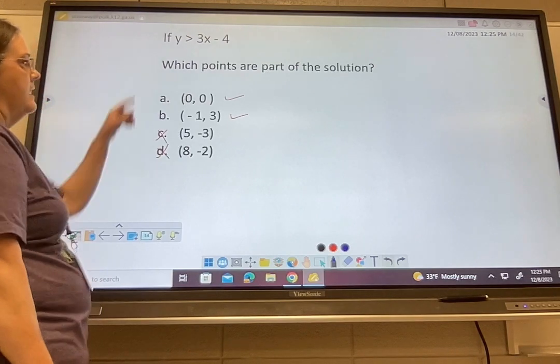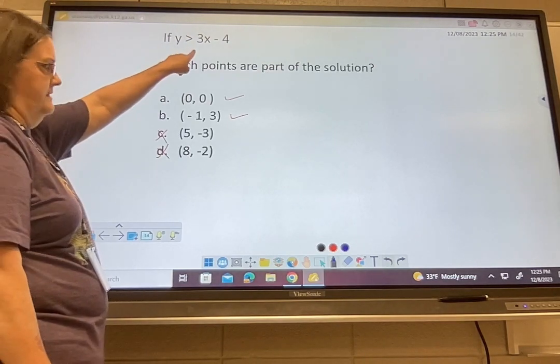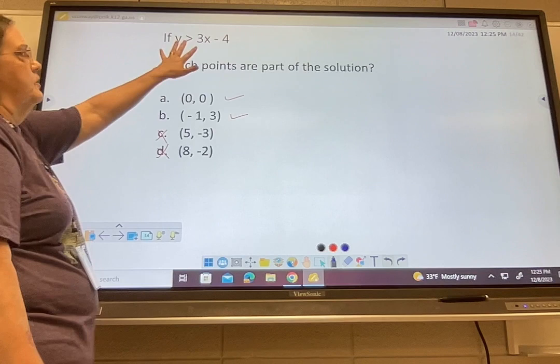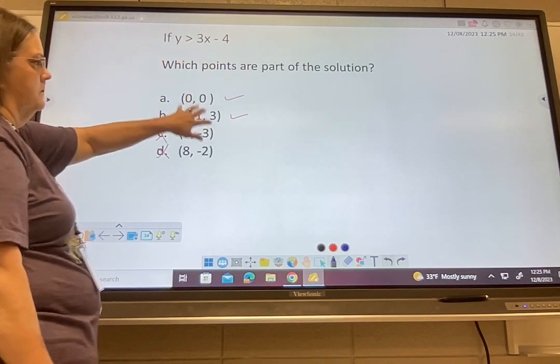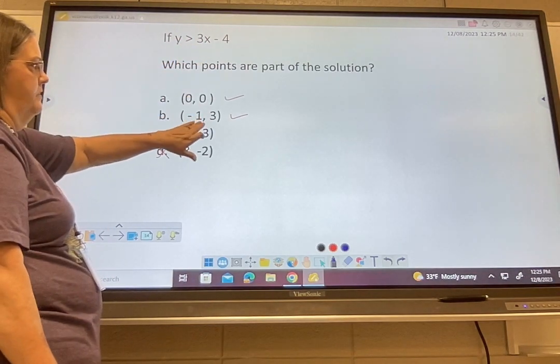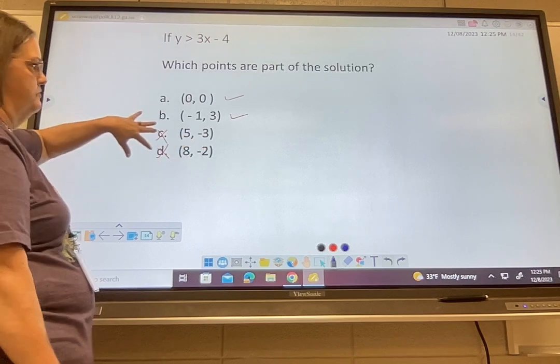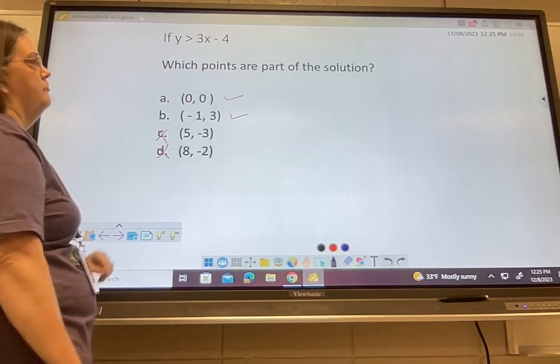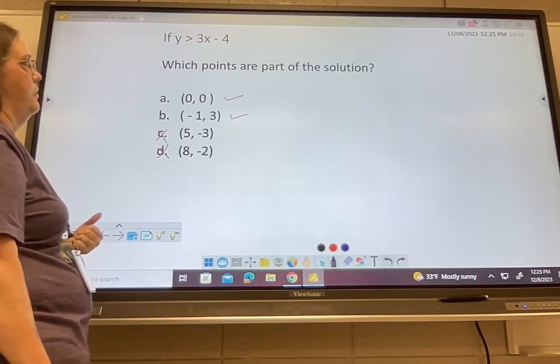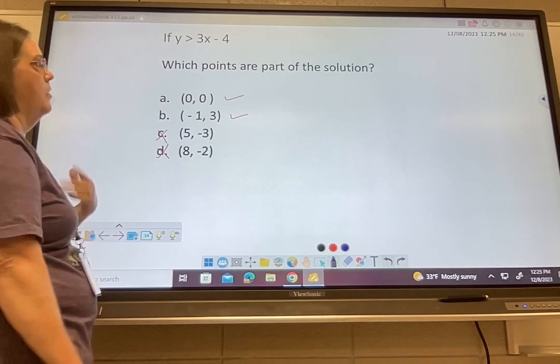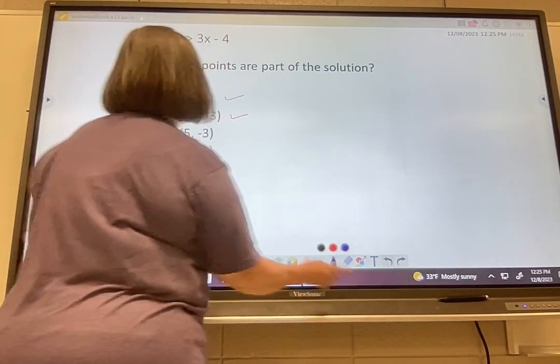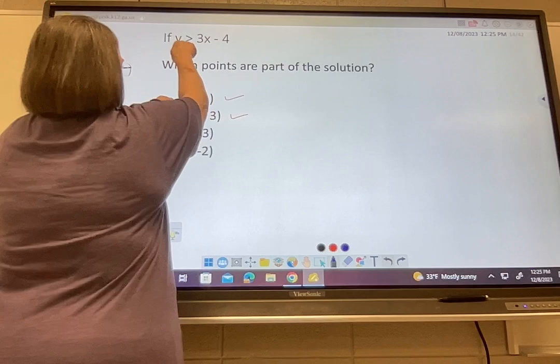All right. If you look at this on Desmos, then you can look and see which one of these work. 0, 0 works, -1, 3 works, and these two do not. So you just look in Desmos or plot it, or you can do this. You can plug 0, 0 in.